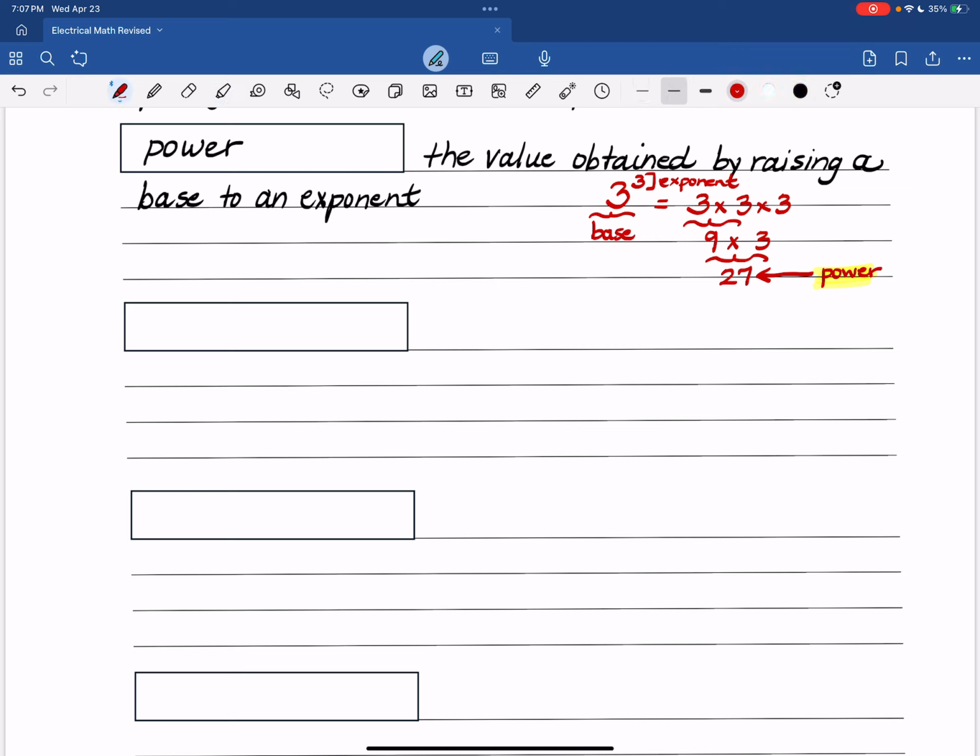So I would read that as, 27 is the third power of 3. I told you I can't talk and write. Power.